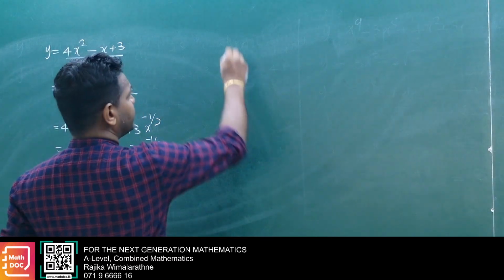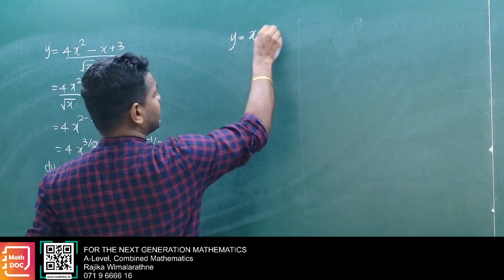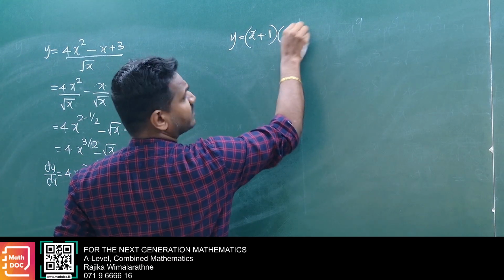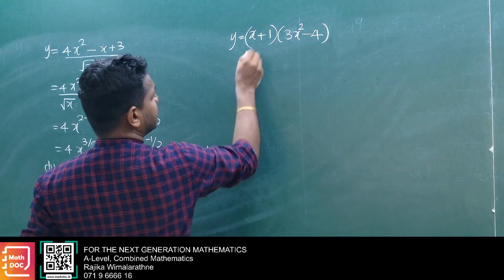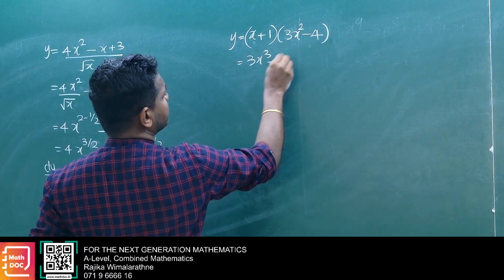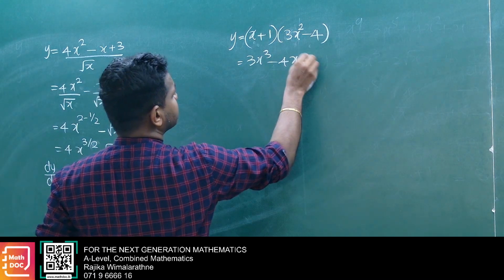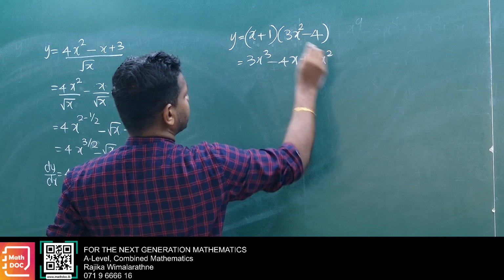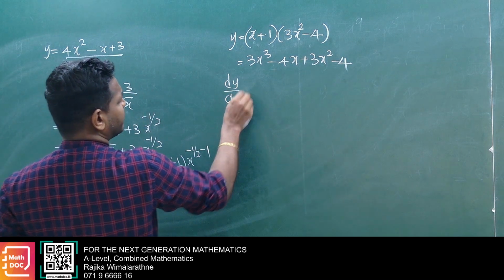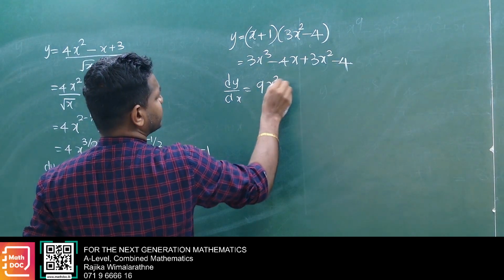Okay, then y equals x plus 1, 3x squared minus 4. Expand: 3x cube minus 4x plus 3x squared minus 4. Then differentiate: 9x squared minus 4.